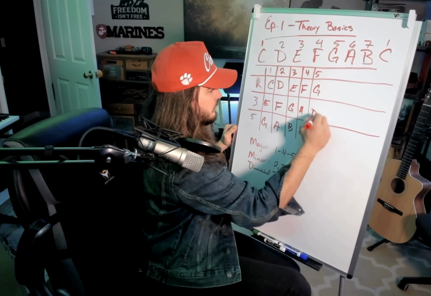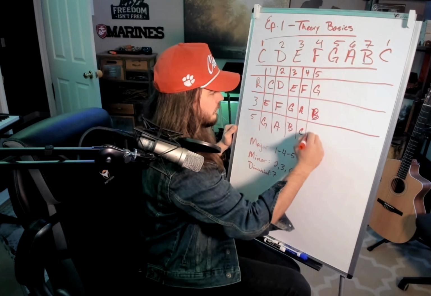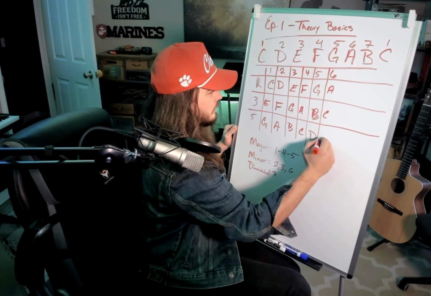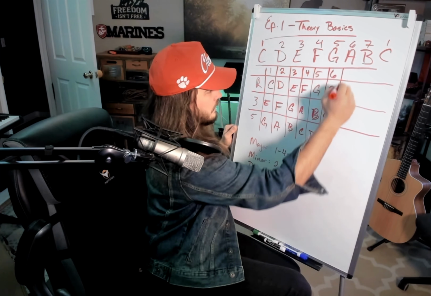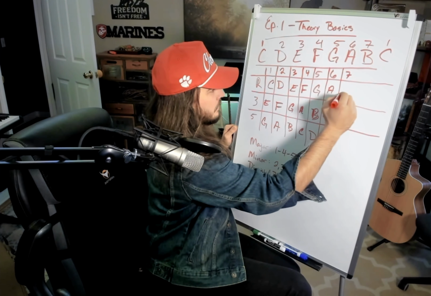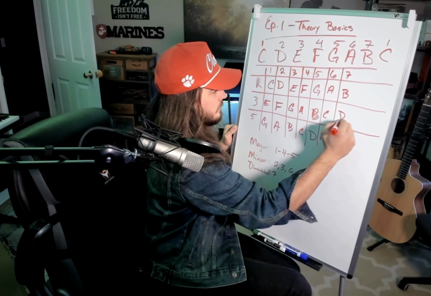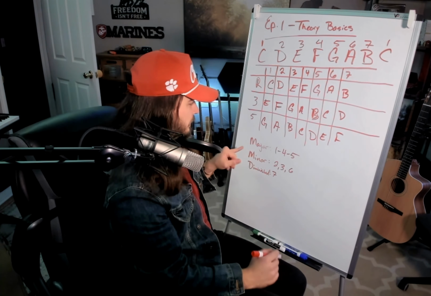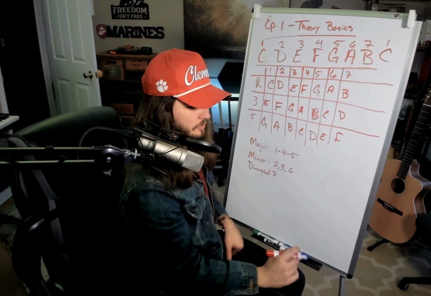All right, we're going to do the same thing with G. G, B, oh, I got ahead of myself. D. And then our 6 is A, C, E. And our 7th is B, D, F.